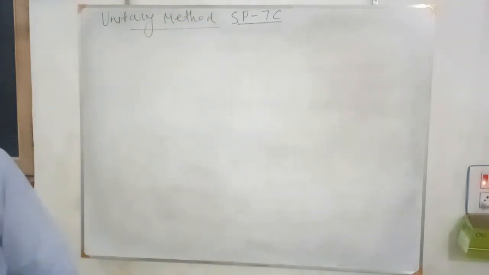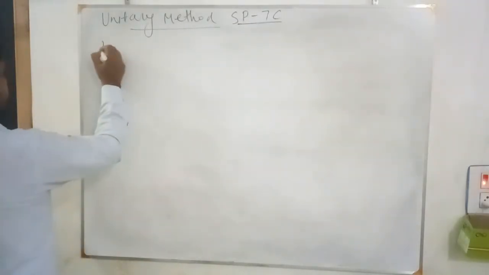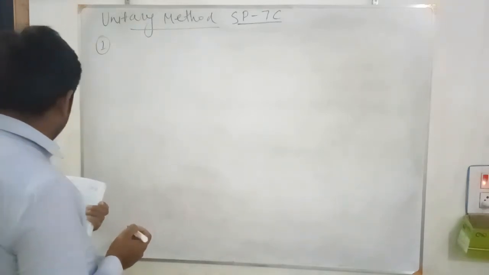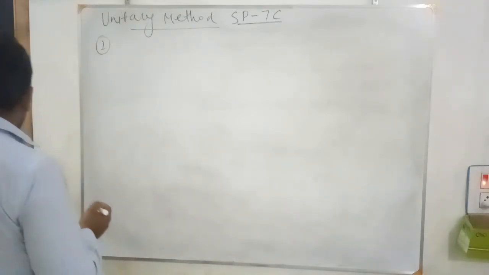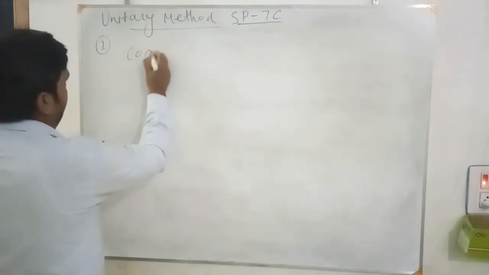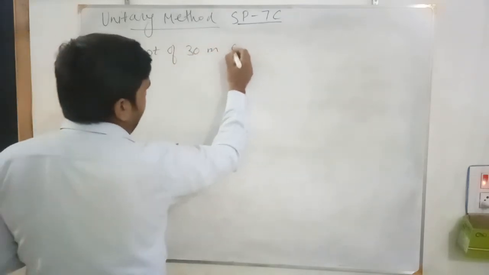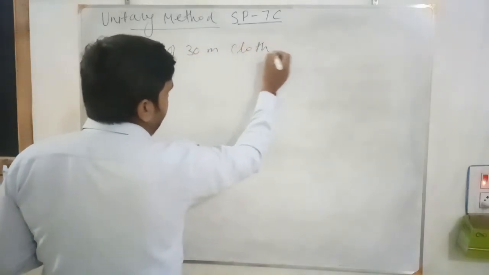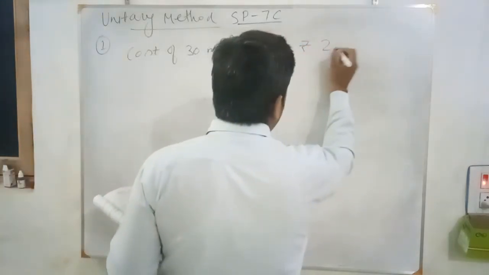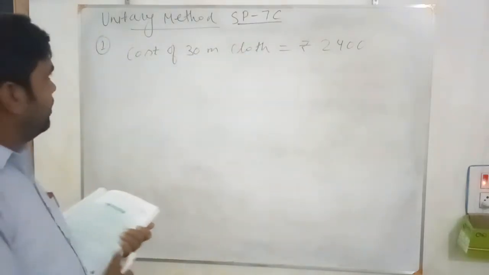See the first question, unitary method. In question number 1, 30 meter of cloth costs rupees 2400. What is the cost of 50 meter cloth? So the cost of 30 meter cloth equals rupees 2400, and we are asked the cost of 50 meter cloth.